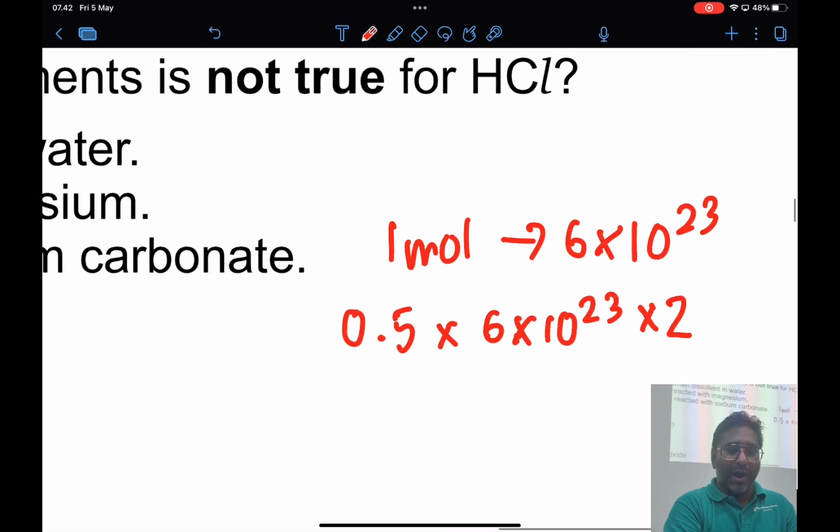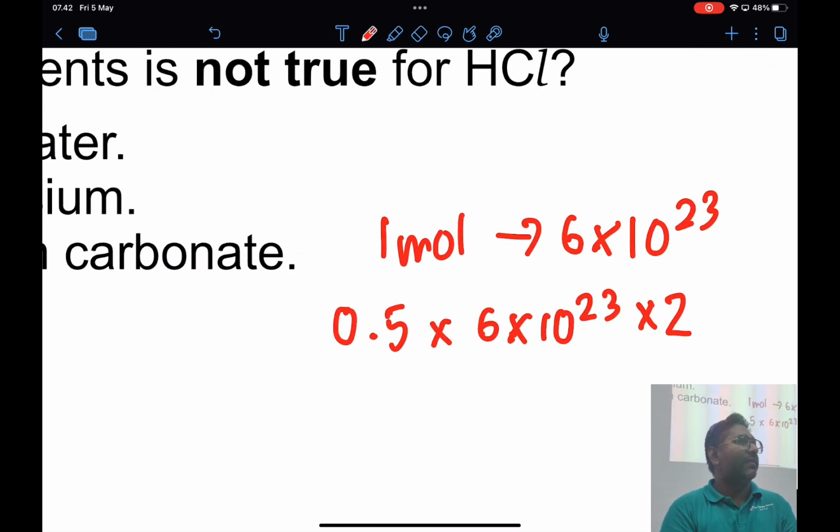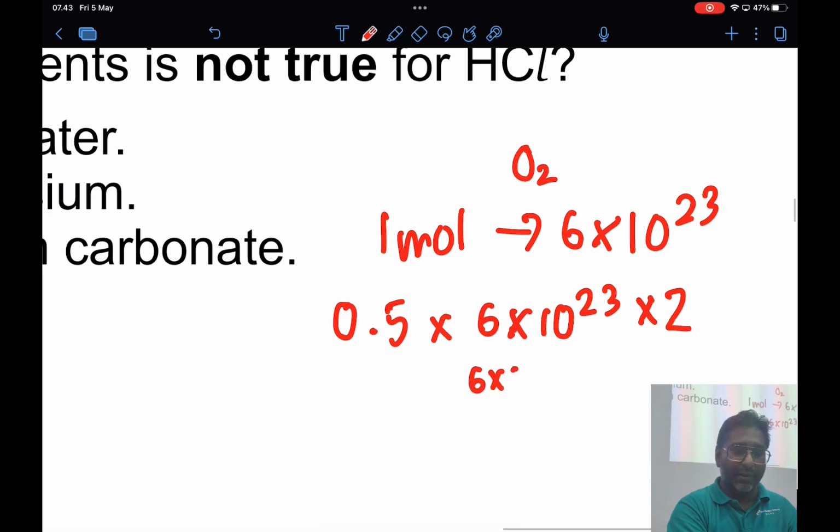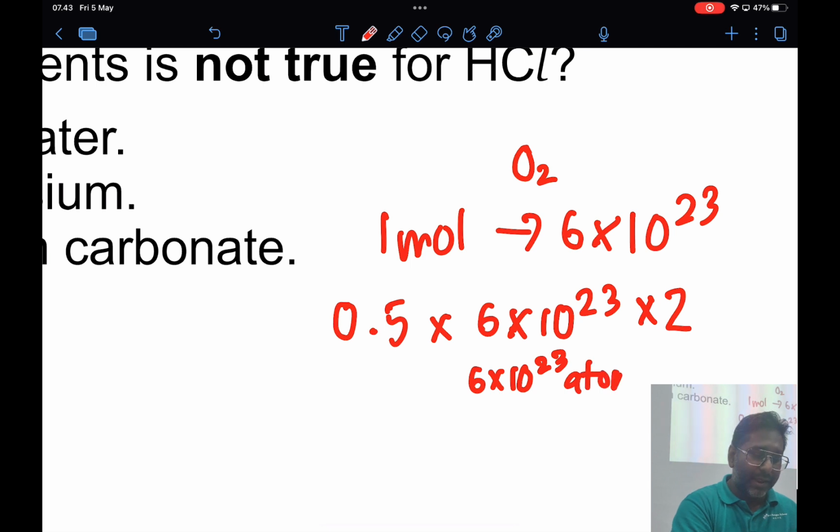So 1 mole has 6 times 10 to the power of 23 particles, the Avogadro constant. If you have O2, say 0.5 moles, you have 0.5 moles times the Avogadro constant molecules of oxygen. But if they are asking for atoms, 1 molecule of oxygen has 2 atoms of oxygen, so you need to times by 2. So 0.5 times 2 is 1, and you will get 6 times 10 to the power 23 atoms of oxygen.